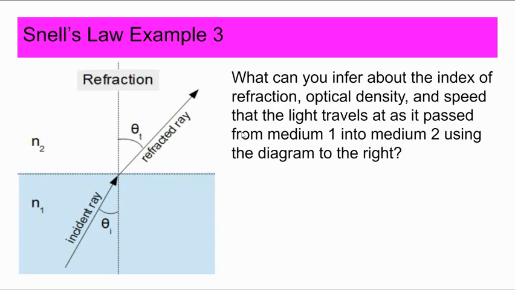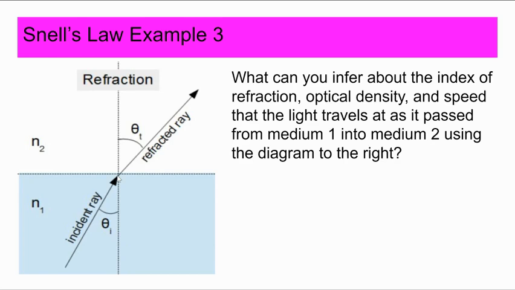For our final problem, what can we infer about the index of refraction, optical density, and speed that light travels as it passes from medium 1 into medium 2 using the diagram to the right? So we can see this is our medium 1 and our medium 2. Our light is entering medium 1 right here at a set angle. It's getting bent as it enters medium 2, so we know we have different indexes of refraction because of that refraction of the light ray.